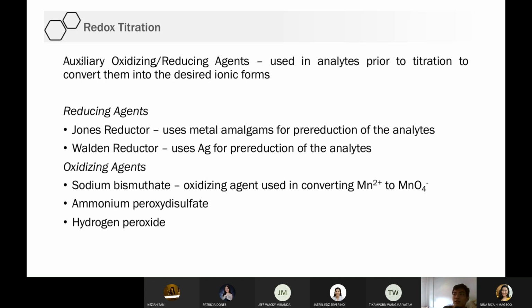So again, why do we add auxiliary agents? Because air can actually react with our chemicals. That's why you have to add this to prevent that from happening. So if you want to reduce your substances, use this. If you want to oxidize your substances, use this.